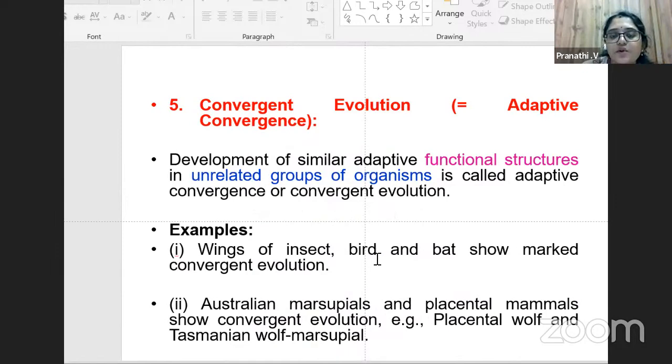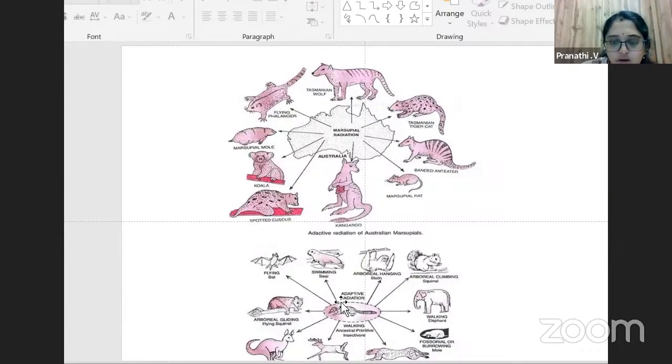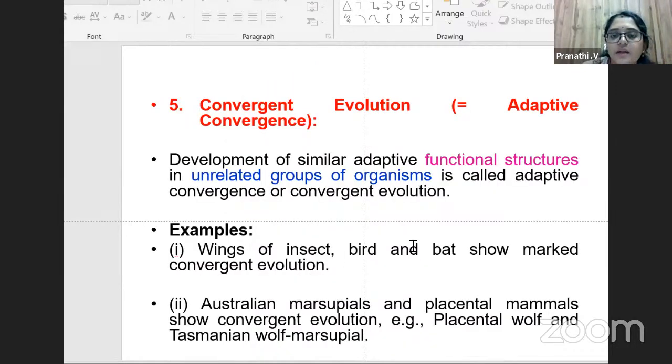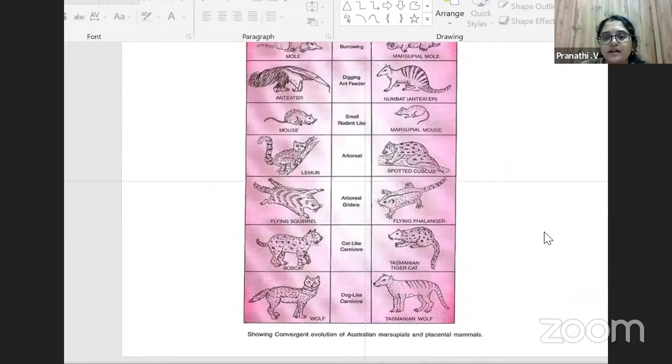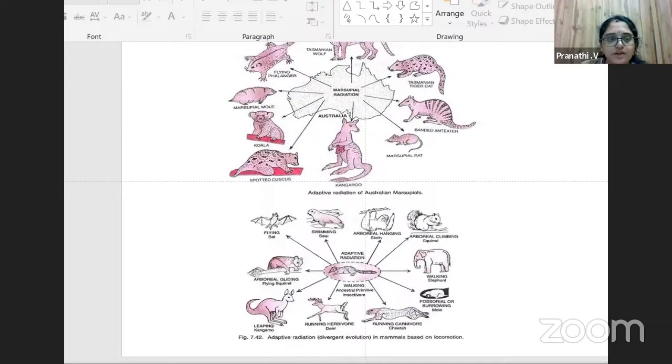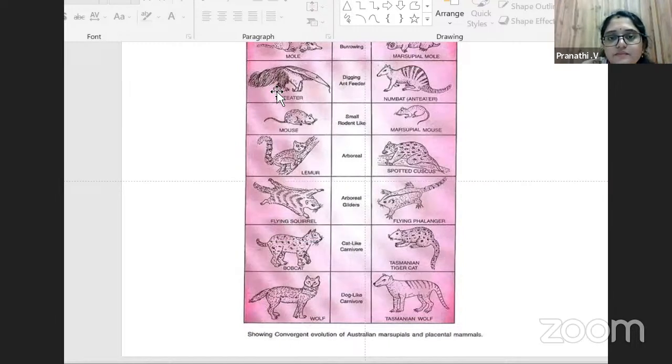When it comes to convergent evolution, that means unrelated animals perform the same function. Same organs are not present, but different organs, for example, wings of insects and bats and birds show convergent evolution. Mammals have different kinds of convergent evolution. So these are the examples for convergent evolution. As you can see, mole and marsupial mole burrowing. Anteater and numbat are again both ant feeders. You have the marsupial mouse, lemurs, wolves, all of this.